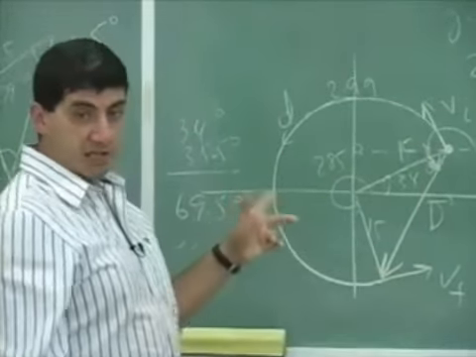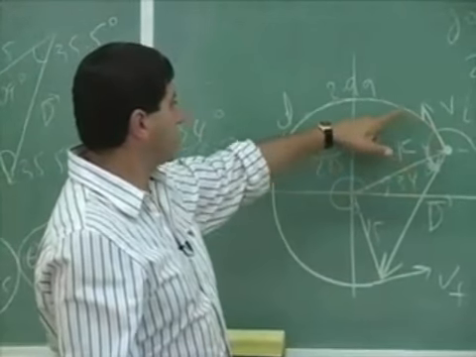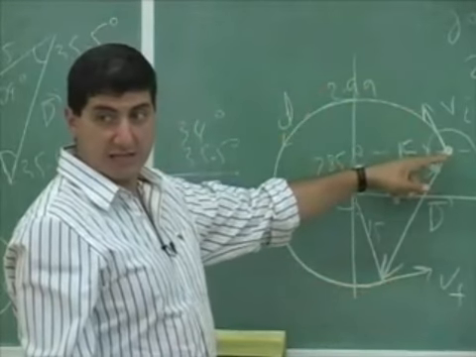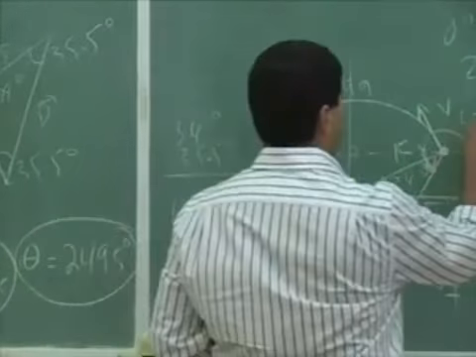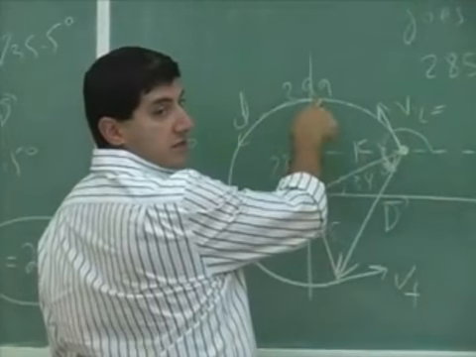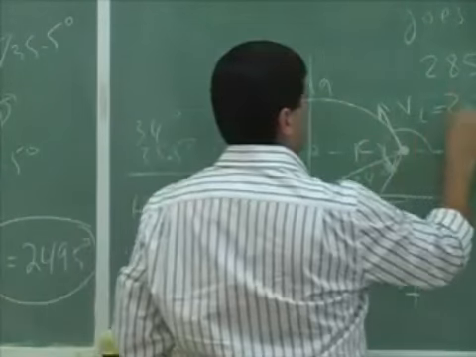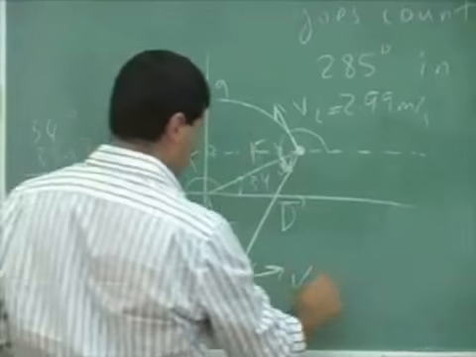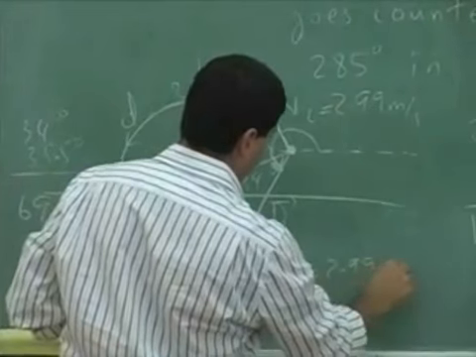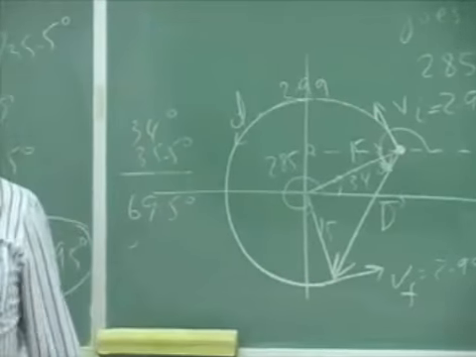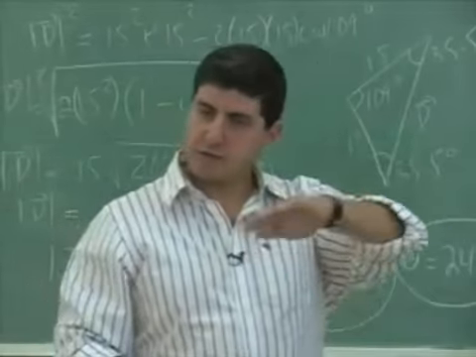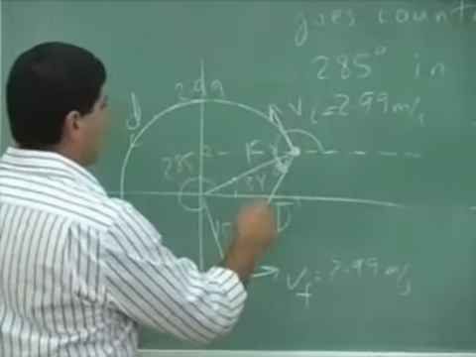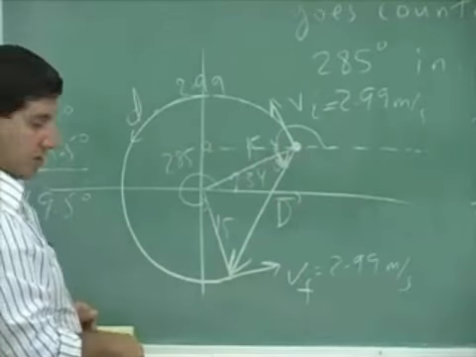I'm going to assume that in this problem the particle maintains a constant speed. It doesn't change. In that case, the magnitude of V initial is equal to 2.99. It's the same speed that it's going at. And the magnitude of V final is also 2.99. So assume that the particle is going at a constant speed. And now, break down each one into its components.